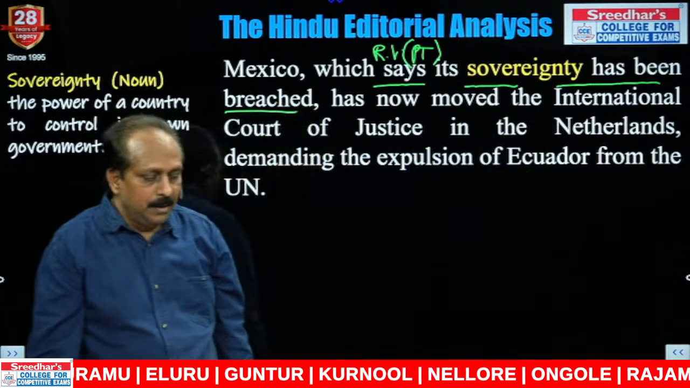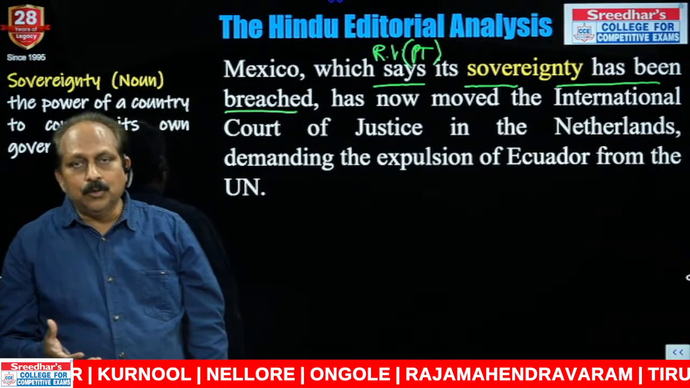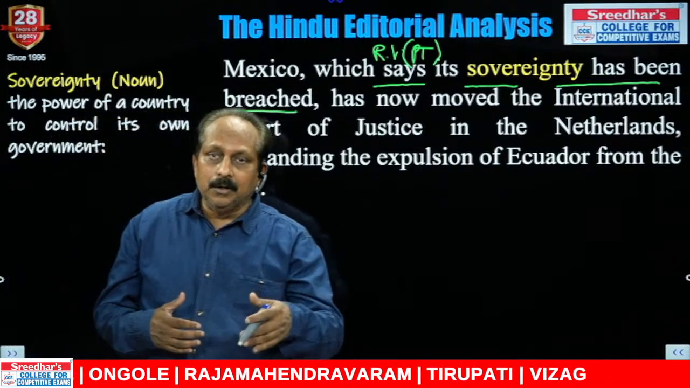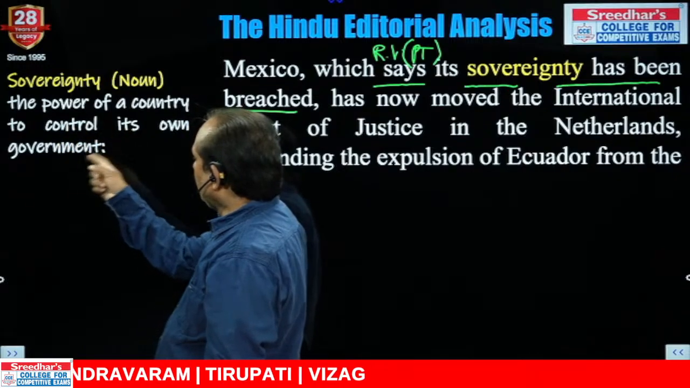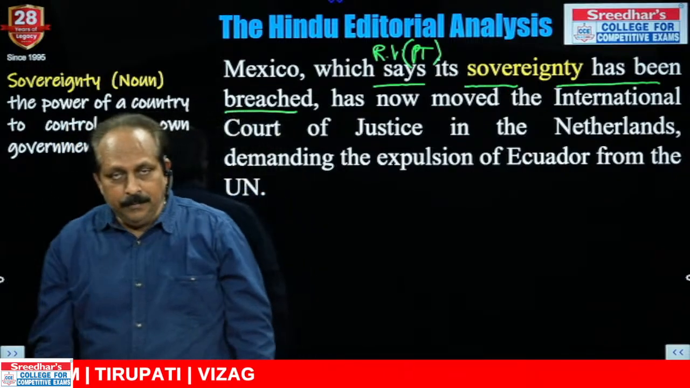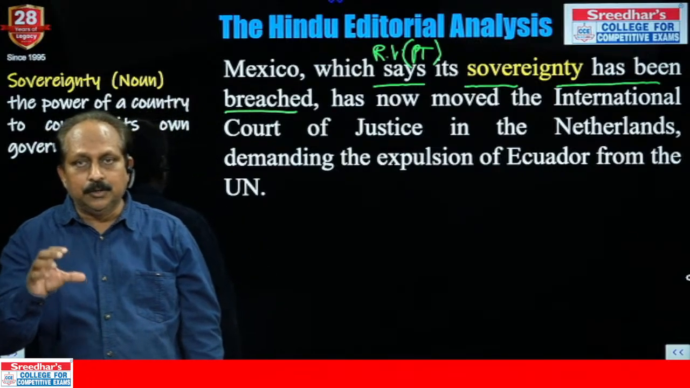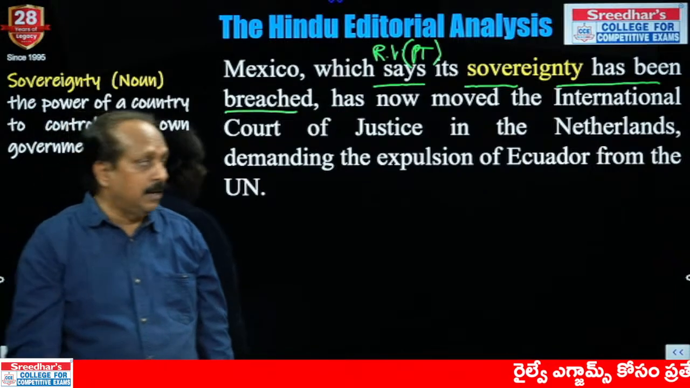What does it mean? A particular country has a right to govern on its own. Then we say it is a sovereign country. If some other country controls, then it is not a sovereign country. The power of a country to control its own government. If you take the Indian constitution, you go to the preamble, you see India is a sovereign country. Means what? Not controlled by any other country.